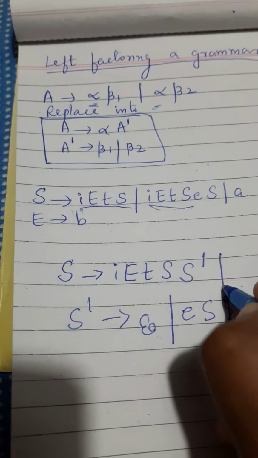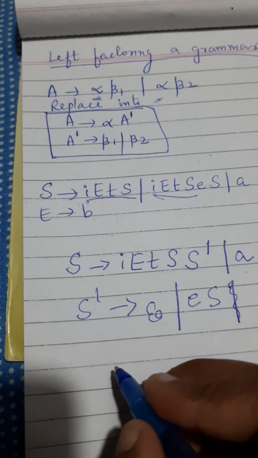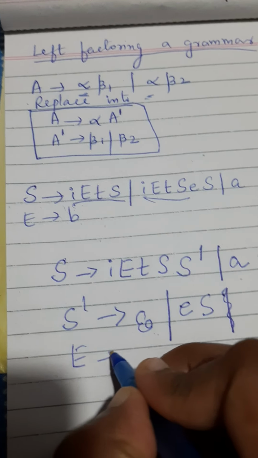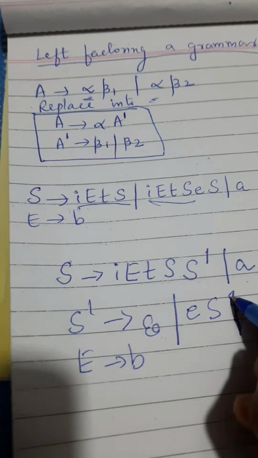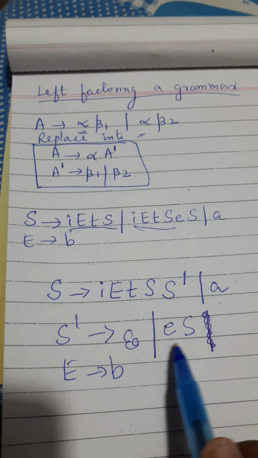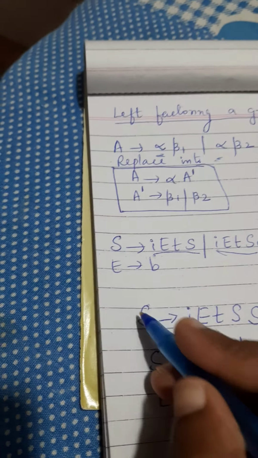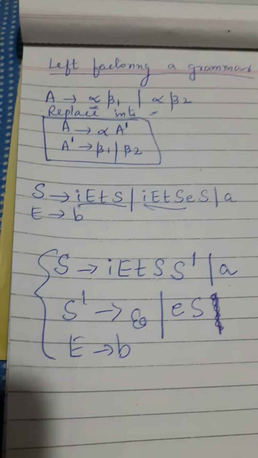Then S has its own definition, that is A. E derives B is the normal form, that doesn't have anything. So this is the grammar production you got. S derives IETS, S dash or A. S dash derives epsilon or ES. E derives B. This is the grammar production you got after doing left factoring.